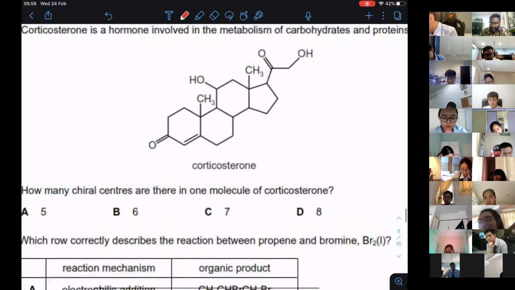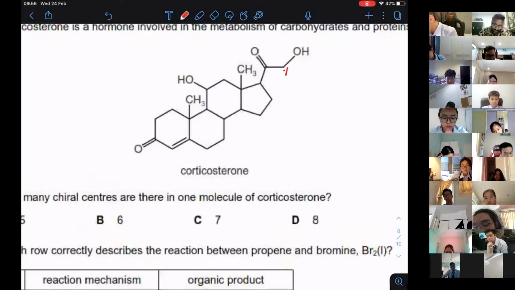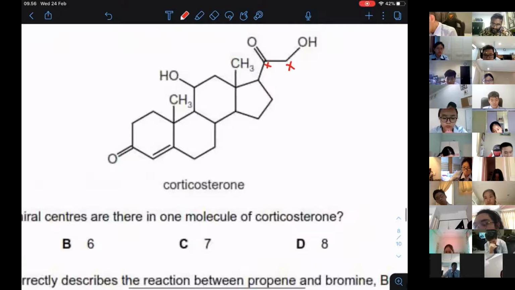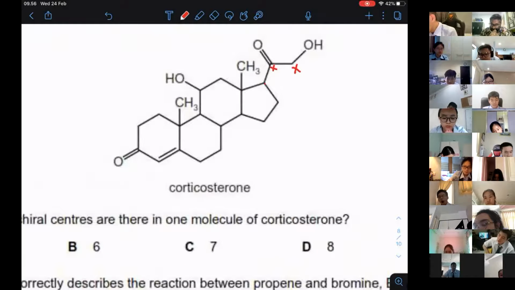Here, we need to look for the chiral center. This is not a chiral center because it is attached to two hydrogens. I'm not going to draw everything. This is a double bond, so I don't want it. For this carbon here, you can see it has one different group, this is different and this is different, and it has one hydrogen. So definitely this is going to be chiral.